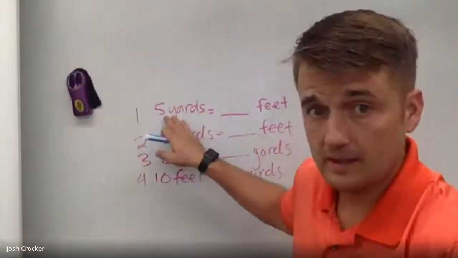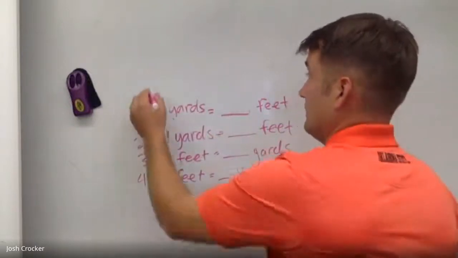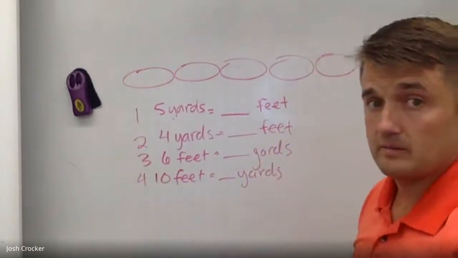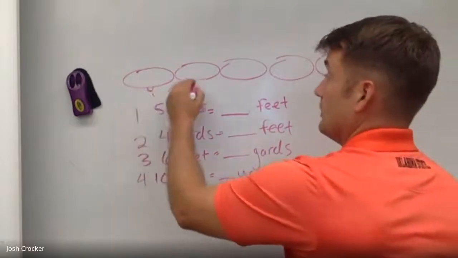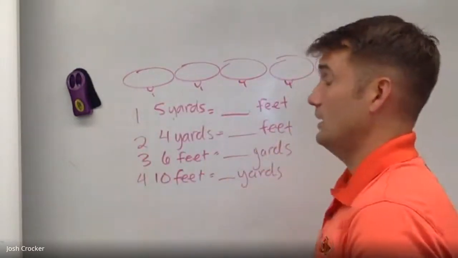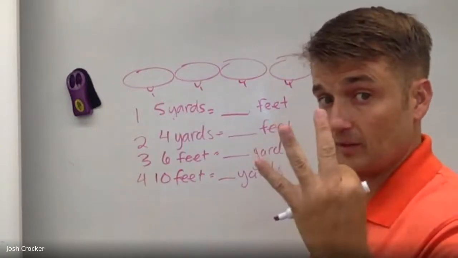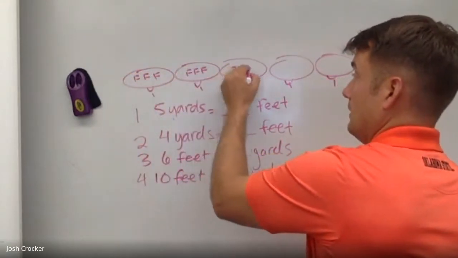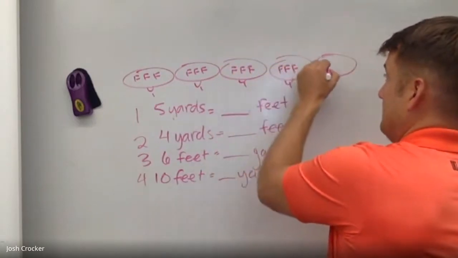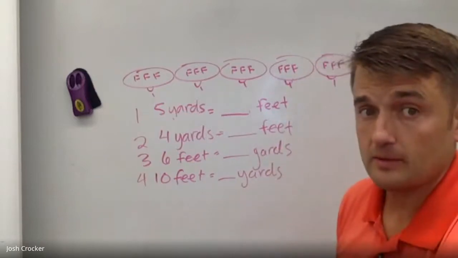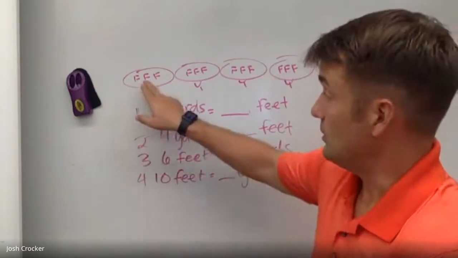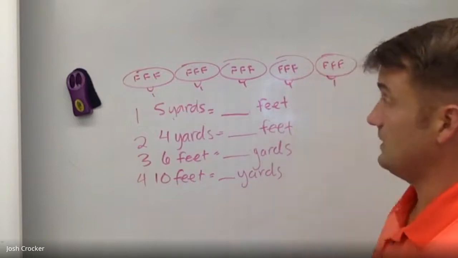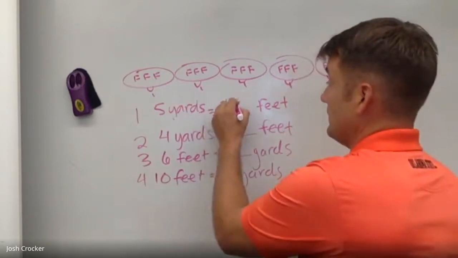So 5 yards is how many feet? My yards are my big groups. 1, 2, 3, 4, 5. That's 5 yards. Yard, yard, yard, yard, yard. Now in every yard, 3 feet. 5 yards, 3 feet in every yard. 1, 2, 3, 4, 5, 6, 7, 8, 9, 10, 11, 12, 13, 14, 15. 5 yards made 15 feet.